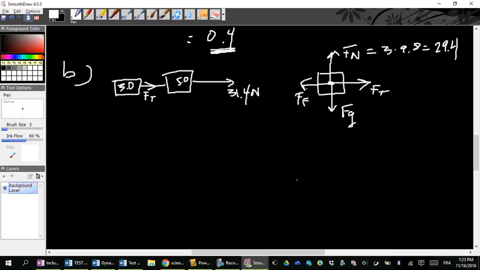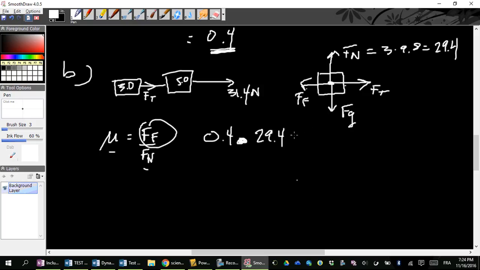Right. And since I know that, and since I know mu, Ff and Fn, I know this one. I'll be able to find this. And because I'll find Ff, I'll be able to find tension. So this is quite straightforward. So if you just plug in your numbers, 0.4 times Fn, which is this, 29.4, you should get Ff, which should be Ft.